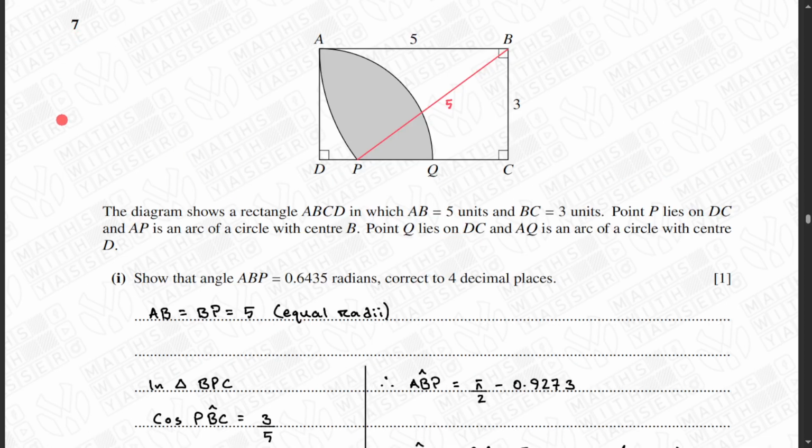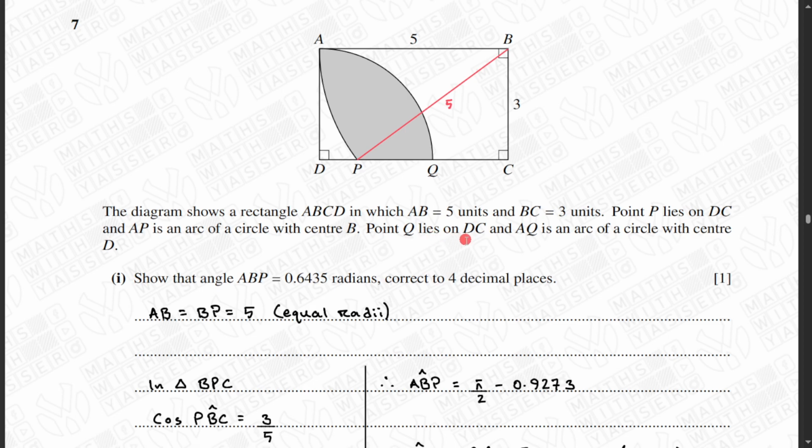Question number 7. The diagram shows a rectangle ABCD in which AB is 5 units and BC is 3 units. Point P lies on DC. So this point P lies on the line DC, and AP is an arc. So AP is an arc of a circle with center B, and this is the center for the arc.